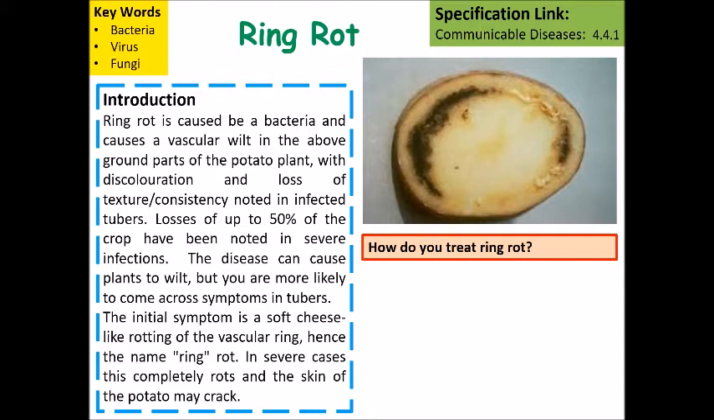So, just have a think about the question, how could we potentially treat ring rot? Pause the video and then have a look at the answer.